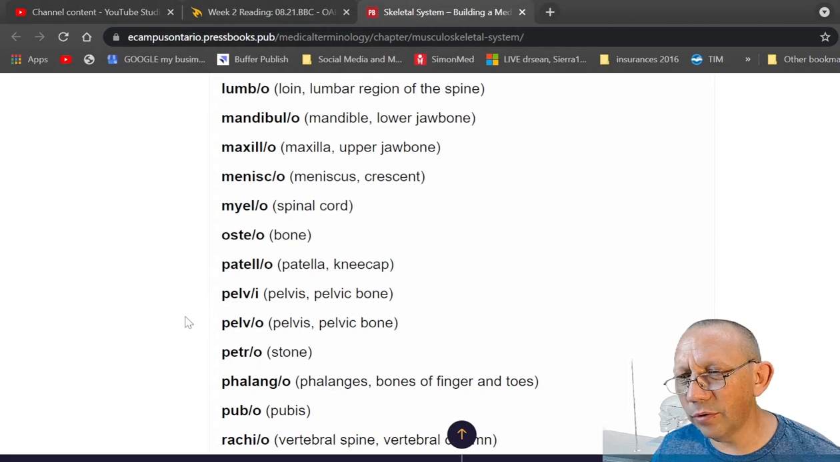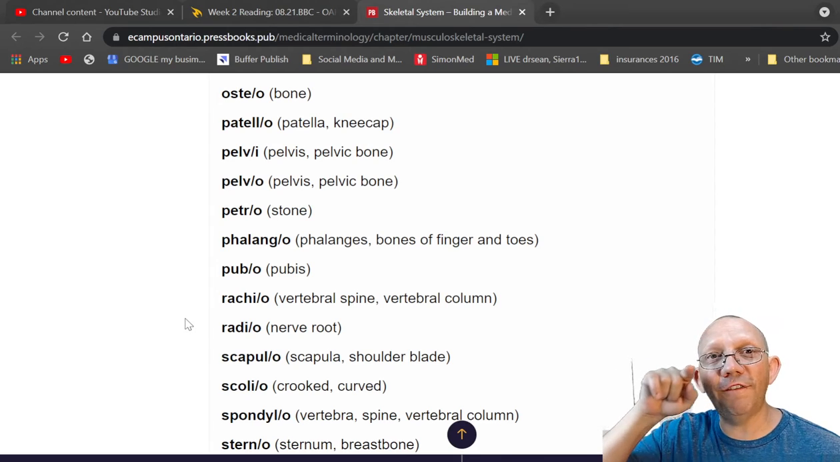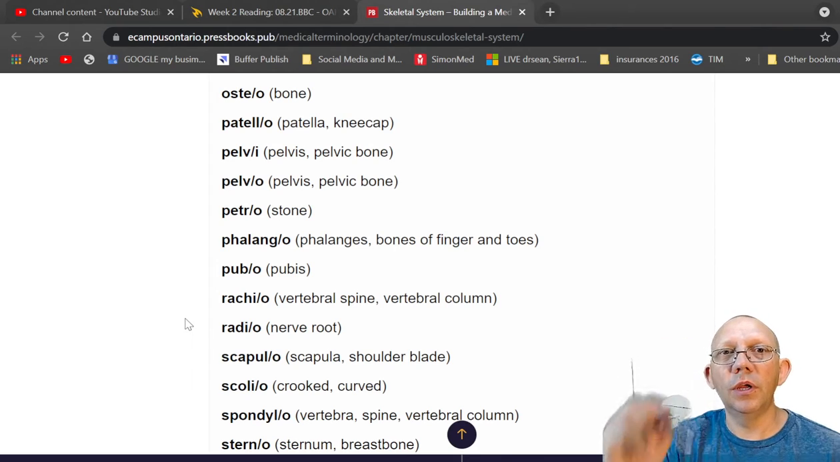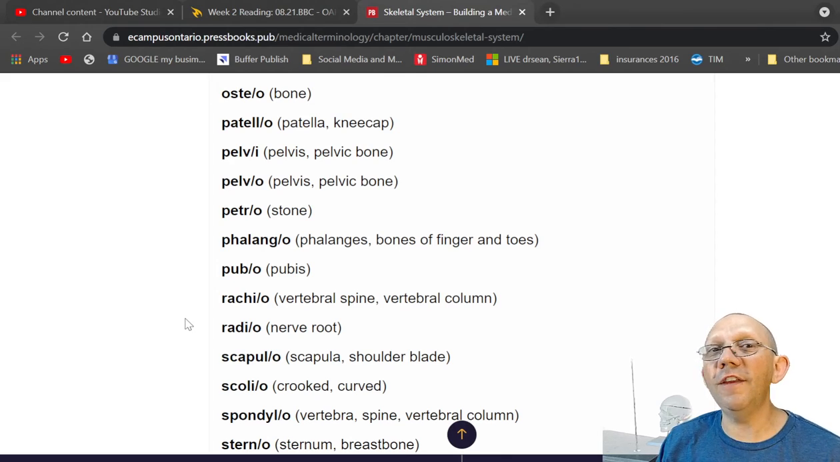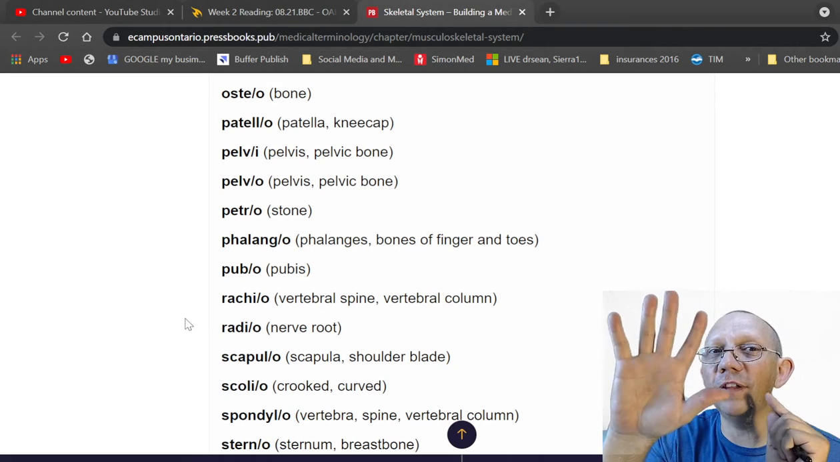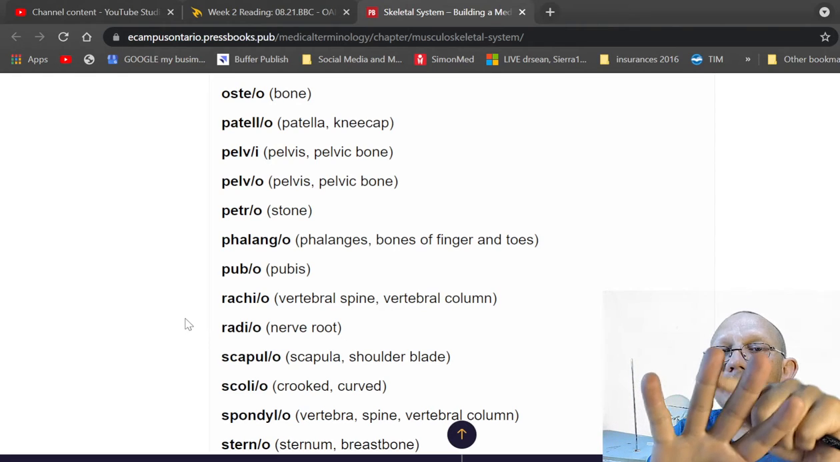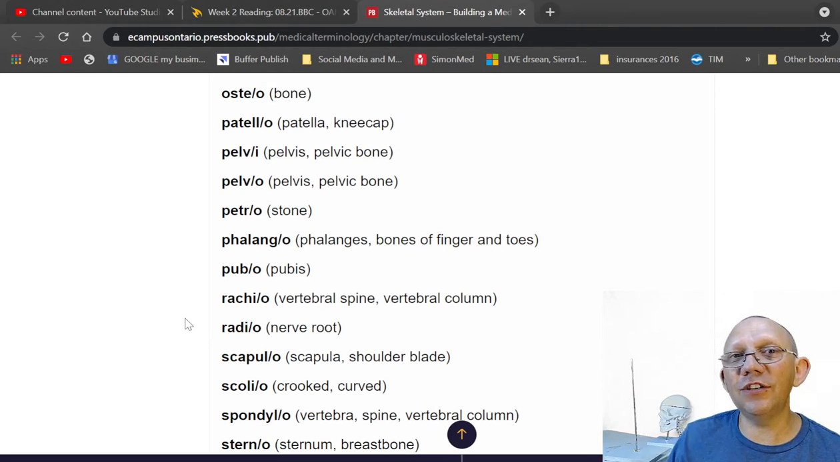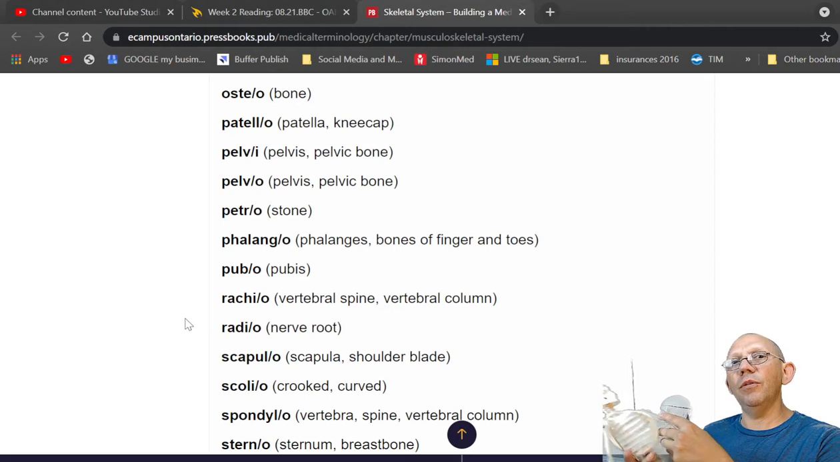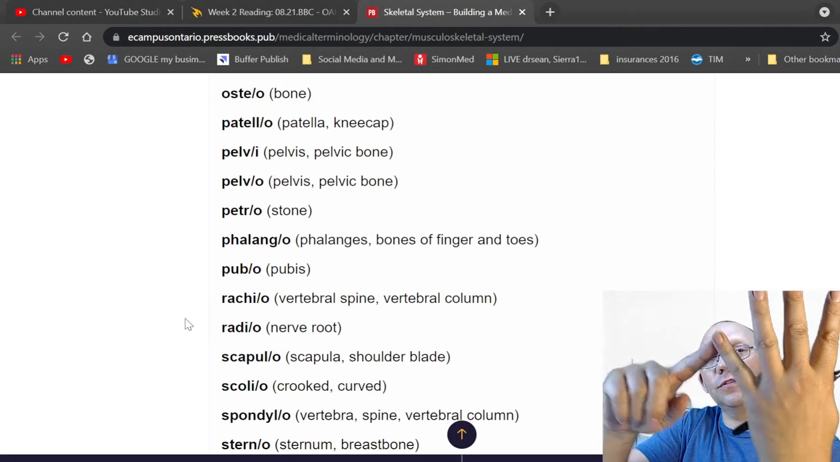Petro means stone, pelvis, okay. Phalango means pokey, okay, phalanx means pokey. So how many phalanxes or phalanges do you have, right? We have 5 on each hand, 1, 2, 3, 4, 5. But phalange bones, we have 1, 2, 3, 4, 5, 6, 7, 8, 9, 10, 11, 12, 13, 14. 14 on each hand. That's a majority of the bones you'd have to know in the body, right? So you have a proximal, a middle, and a distal phalange.